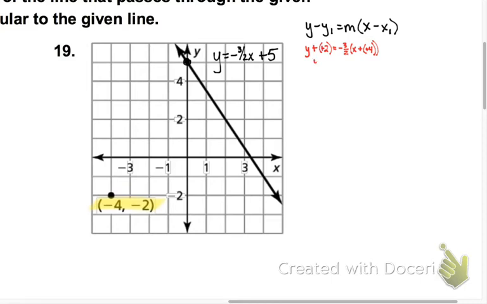So I have y plus 2 equals negative 3 halves x. And then what's negative 3 halves times a positive 4? Negative, what's 4 divided by 2? Negative 6, thank you. Now what? Subtract 2. So then my equation of my parallel line is going to be y equal to negative 3 halves x minus 8.